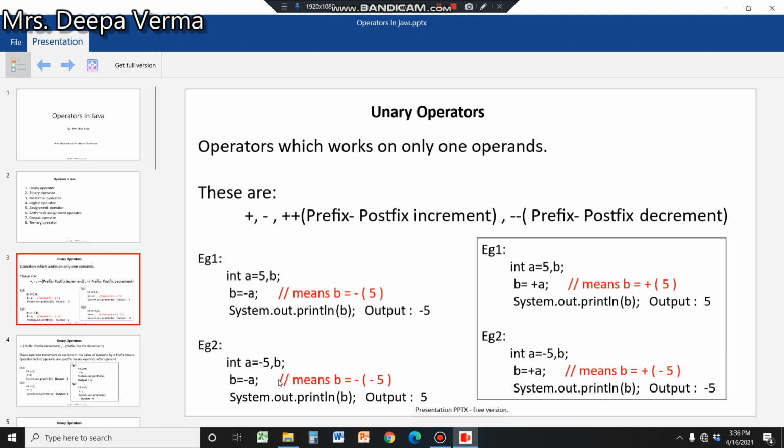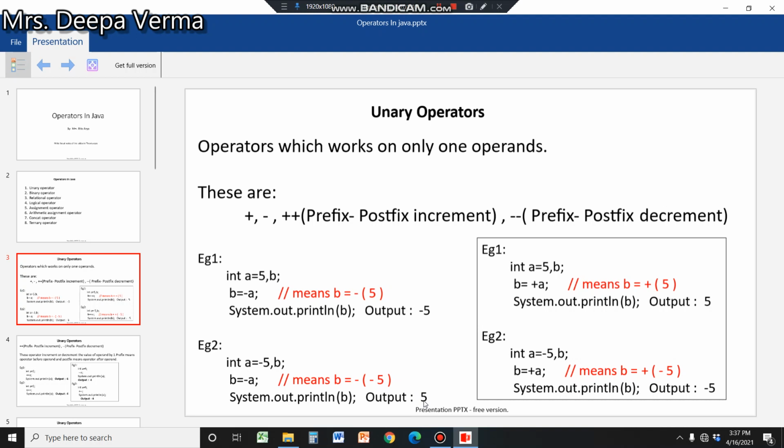And in example 2 also you can see a is equal to minus 5 and then b is equal to minus a. Minus a means the first minus is already taken and the value of a is minus 5. So when you do the mathematical calculation, what will happen? Minus minus becomes plus, and plus 5 will be printed. So this is the logic that we use here.